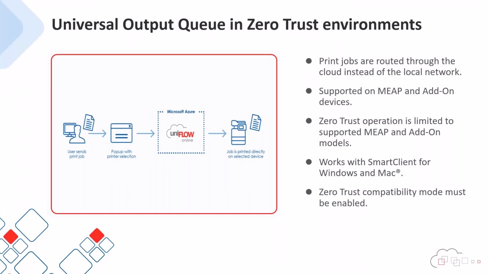Now, only supported MEEP and add-on models can retrieve these jobs in this mode, and zero trust compatibility, something you don't have to get overly familiar with, needs to be enabled on the tenant or the actual location level where the output queue printing is going to be done. The user experience stays the same as on traditional networking. It's just the way the print job is routed. So now let's move to the user experience, which is very important to show how this looks in practice.